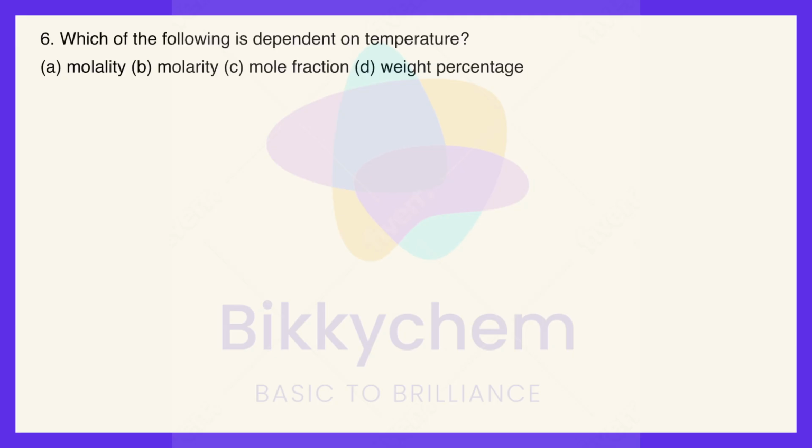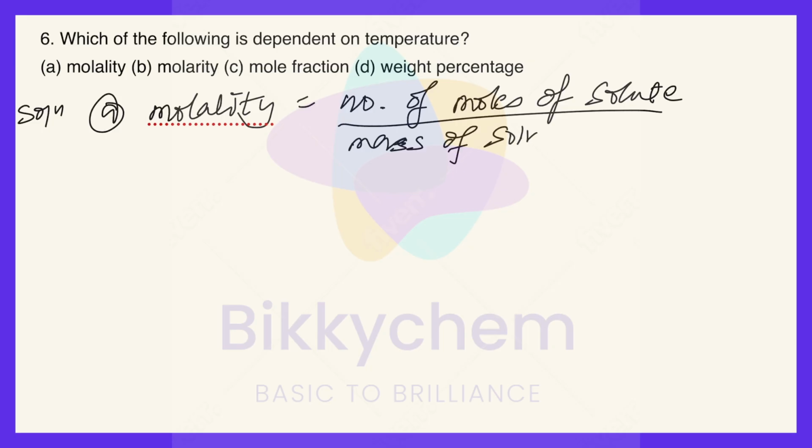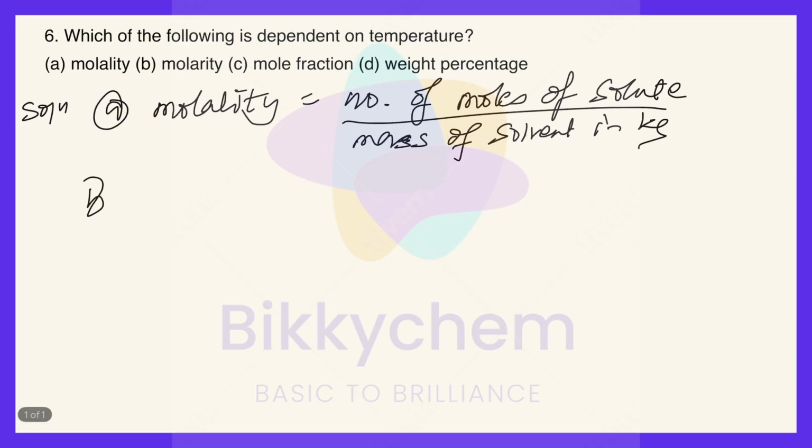Okay, this question is very easy. Let's see this one. So you know that A, molality, means number of moles of solute divided by mass of solvent in kg. So that means it is independent of the temperature because mass of solvent is there.